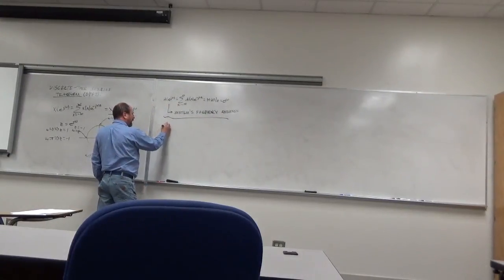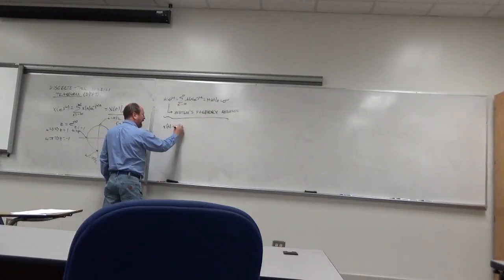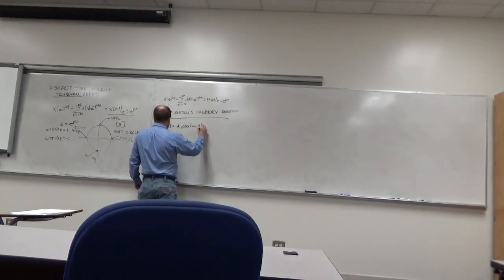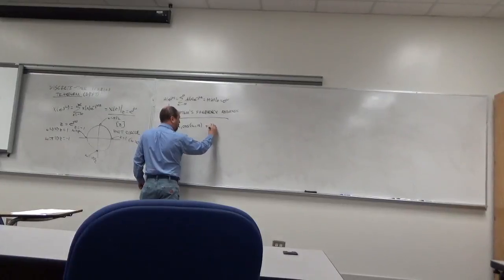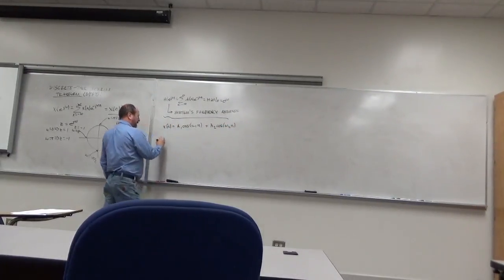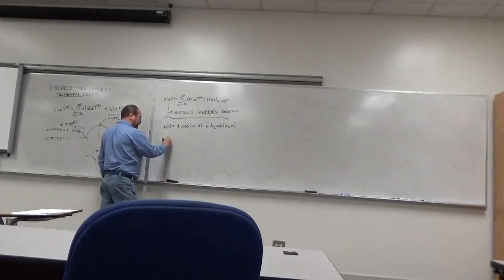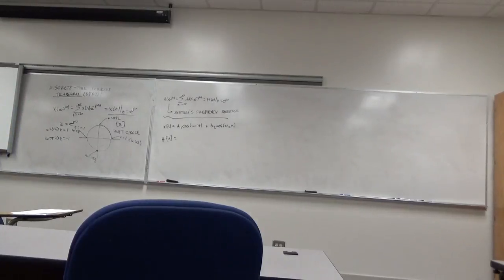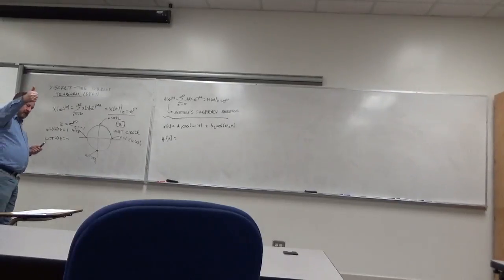It means that if x of n is a1 cosine omega 1n plus a2 cosine of omega 2n, then the output, y of n, will be what happens. We've got a signal that is made up of two sinusoids going through an LTI system. What happens to it? How does it get changed? What changes?